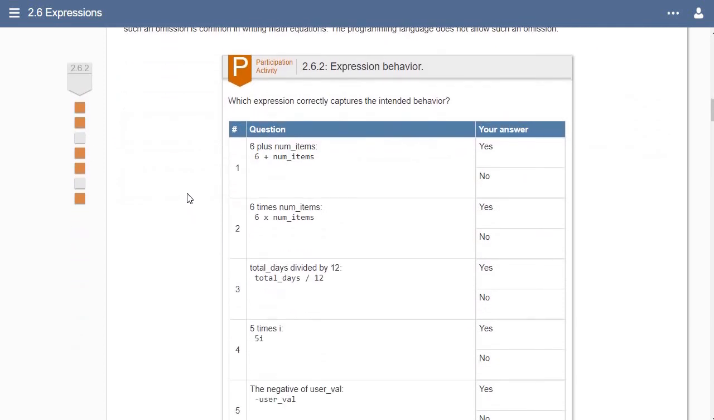For now, I want to come down here and show you some other expressions behavior. So these questions are asking which ones are correct and which ones are not. Excuse me. 6 plus num items. Is this correct? It looks correct. I'm going to say yes. And it is. It's straightforward addition. 6 plus num items. If num items was 10, then the answer would be 16.